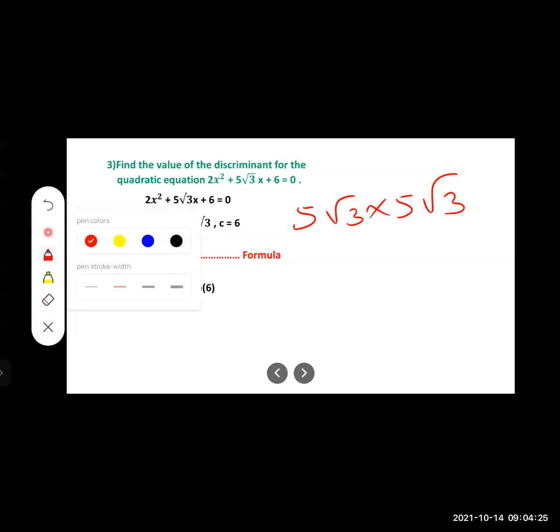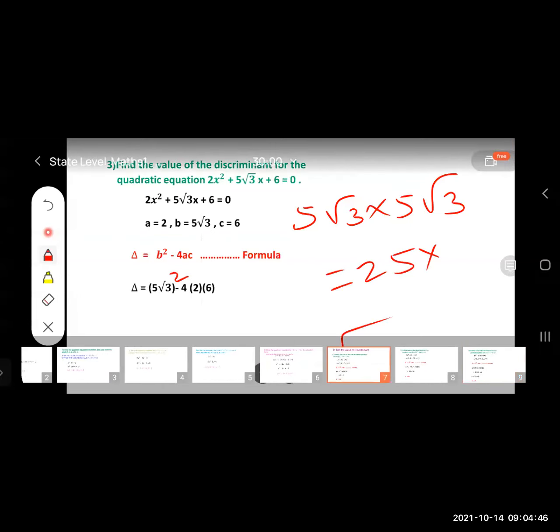Now listen here, children. 5 root 3 into 5 root 3. So what's the answer we will get? See, 5 into 5, first you multiply this one. 5 into 5, how much will you get? 25 into root 3 into root 3, how much? Root 3 into root 3. If I write 3 directly, will you understand or what? See, root 3 into root 3, how much will you get? Root 9.